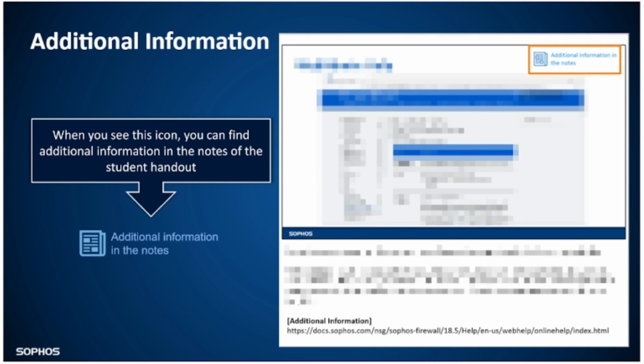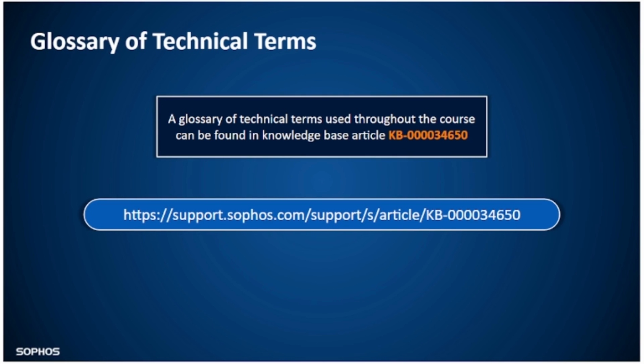When you see this icon, you can find additional information in the notes of the handout that you might find useful. Additional information will not be narrated in the course. A glossary of technical terms used throughout all of our courses can be found in Knowledge Base Article KB 0000346650.